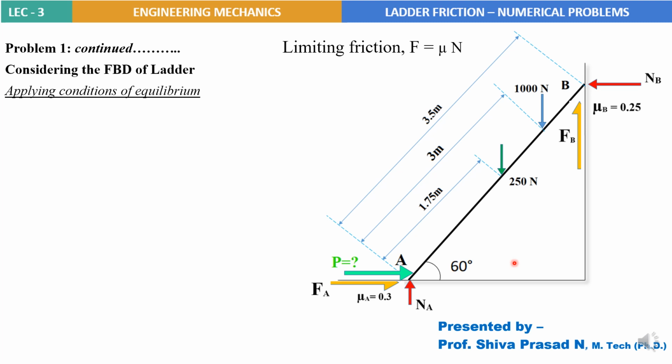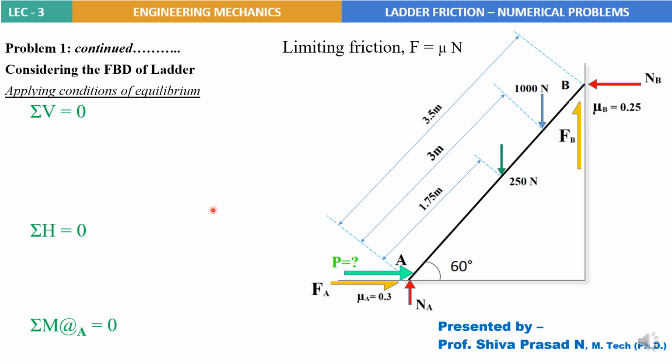That is, this force system is considered to be a non-concurrent force system, because all these forces are at different places and they don't meet at a common point. So this is a case of non-concurrent force system, for which the conditions of equilibrium will be sigma V equal to 0, sigma H equal to 0, and sigma M about any point equal to 0. These are the three conditions of equilibrium we will be using for any non-concurrent force system.